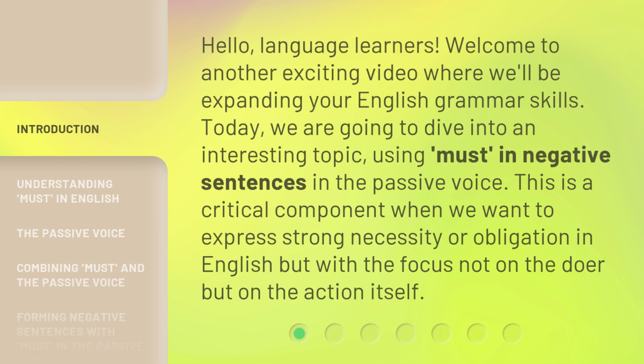Today, we are going to dive into an interesting topic, using must in negative sentences in the passive voice. This is a critical component when we want to express strong necessity or obligation in English, but with the focus not on the doer but on the action itself.